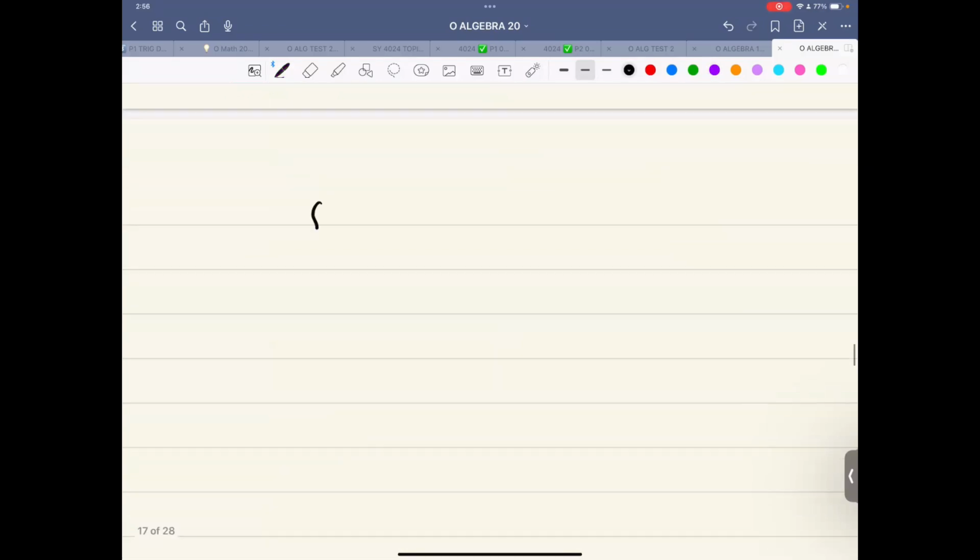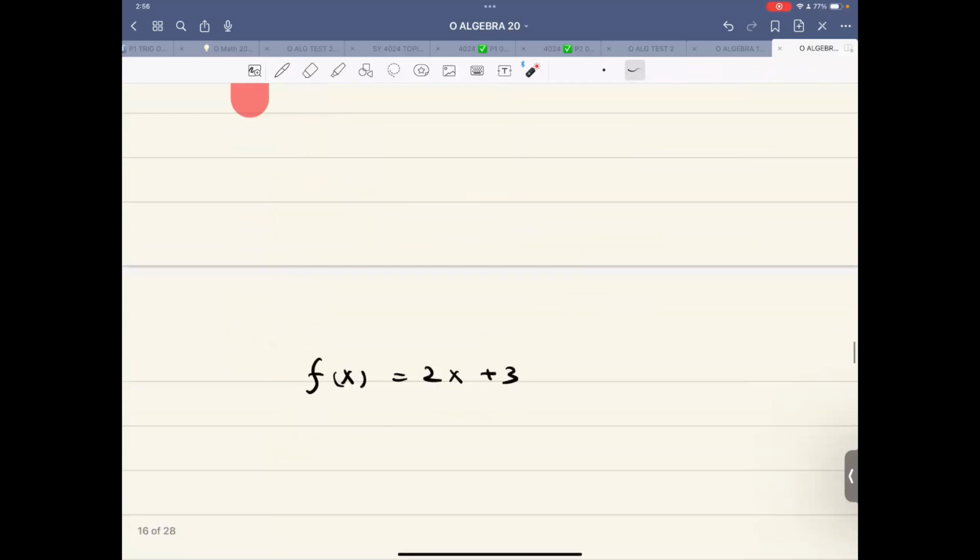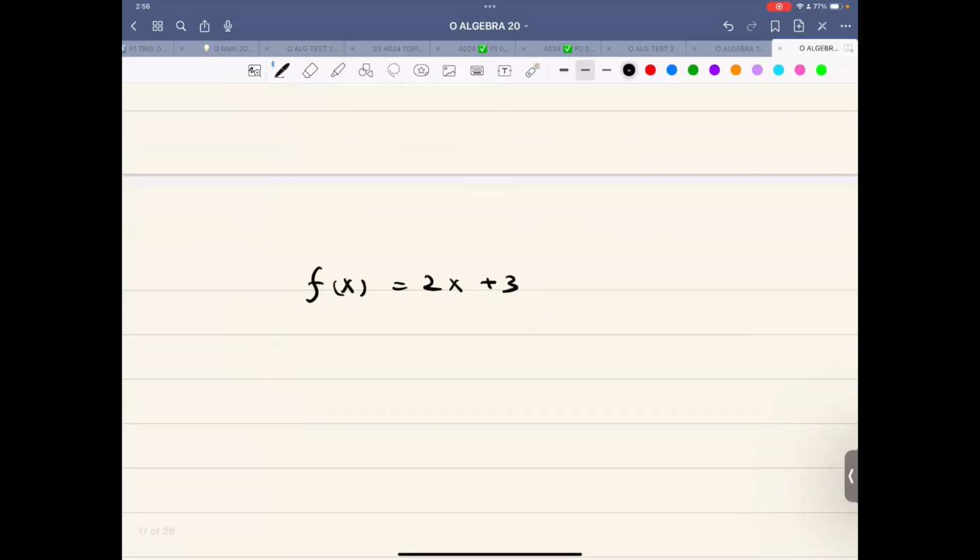If I say f(x) is 2x plus 3, does it translate this thing to words? First add 2, then multiply by 3. No, I think I wrote in the wrong order, my bad. First add 2, and then the result is multiplied by 3. That is what we have done.